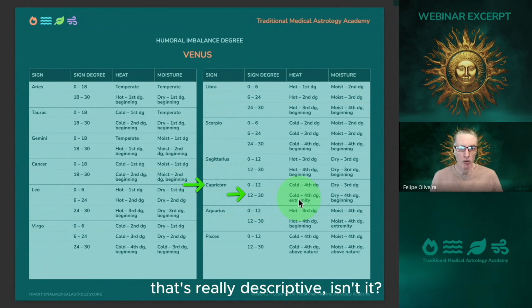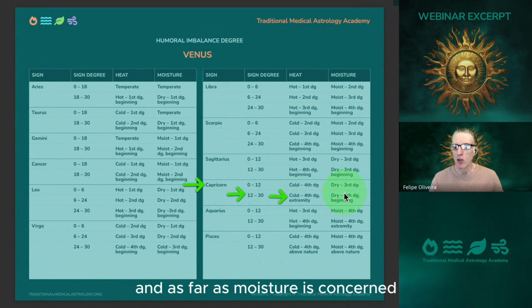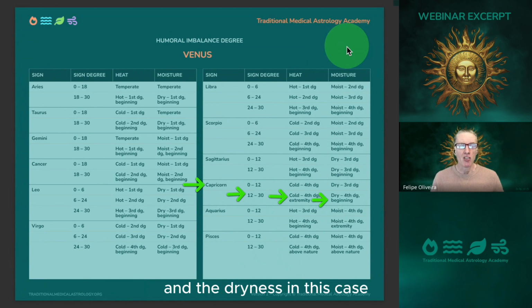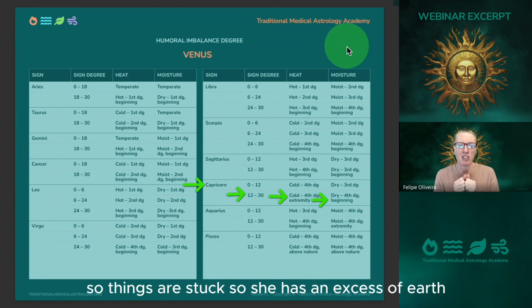And that's really descriptive, isn't it? She's fainting and she's extremely weak. It means she doesn't have energy, no vitality, no heat. Heat equals energy. And as far as moisture is concerned, she's very dry. It's dry in the beginning of the 4th degree, so it's very severe too. Whatever happened to her drained her of her energy, and the dryness in this case means that things cannot flow. She's dry, basically, so things are stuck.